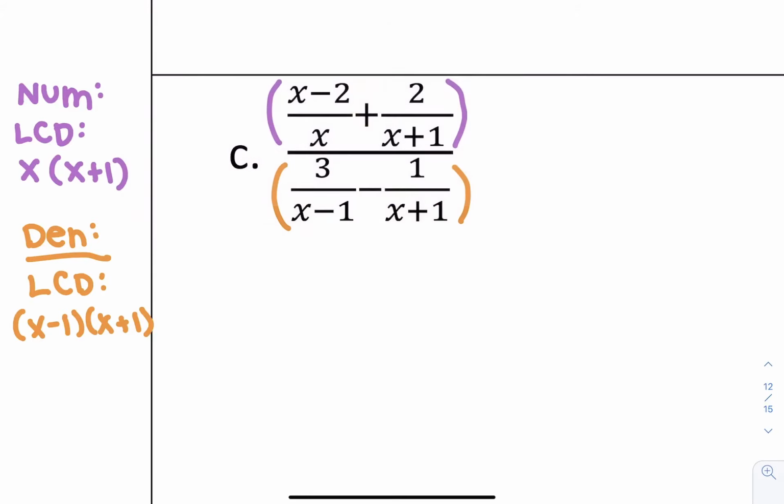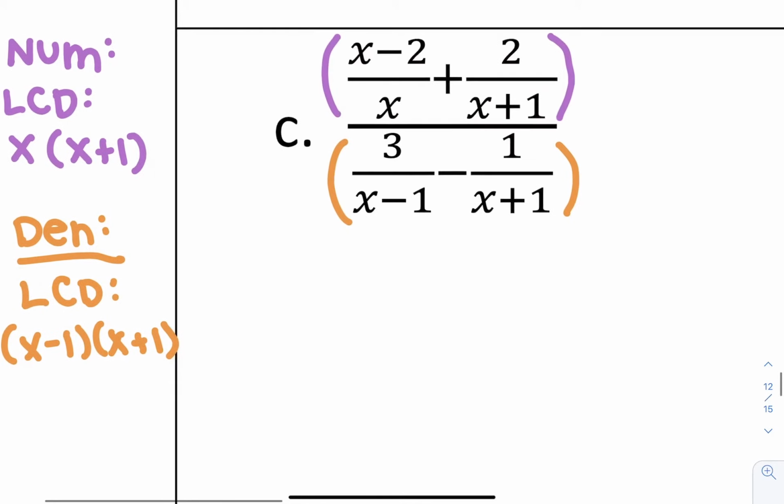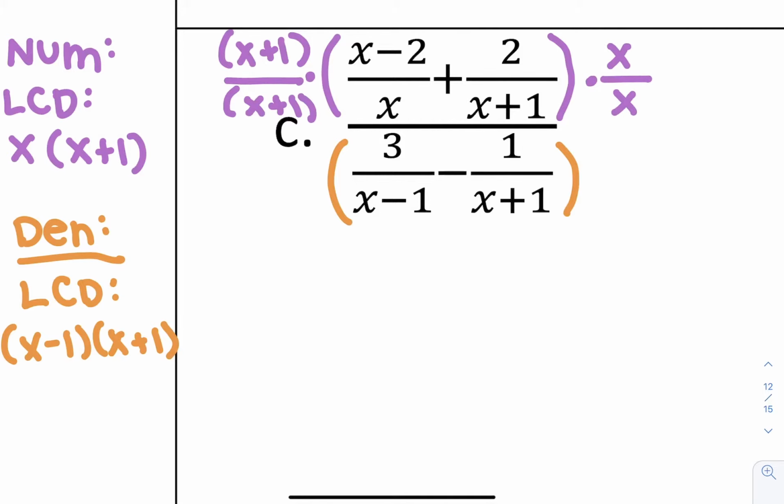Now I'm going to multiply each fraction by what it doesn't have. So in the numerator, if I wanted to have x times x plus 1, well, this one just has an x, so I'll multiply by x plus 1 over x plus 1. This next fraction is missing an x, so I'll multiply by x over x. In the denominator, this first one's missing an x plus 1. And the second fraction is missing an x minus 1.